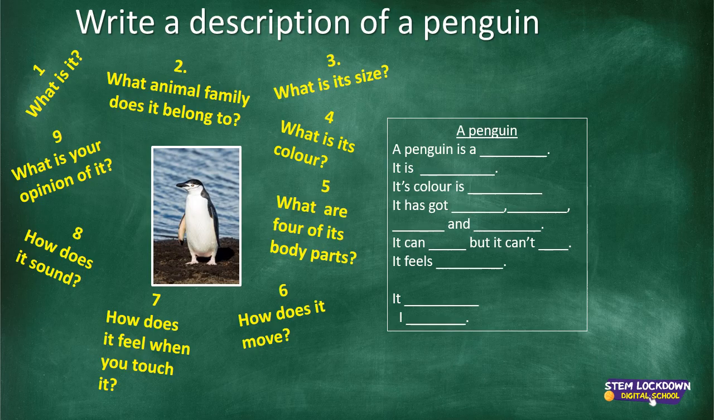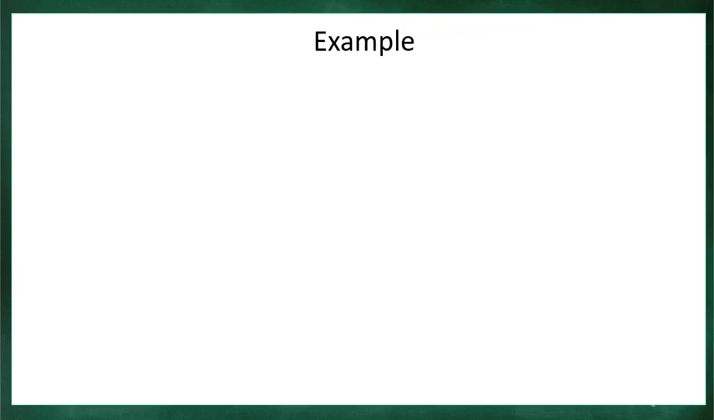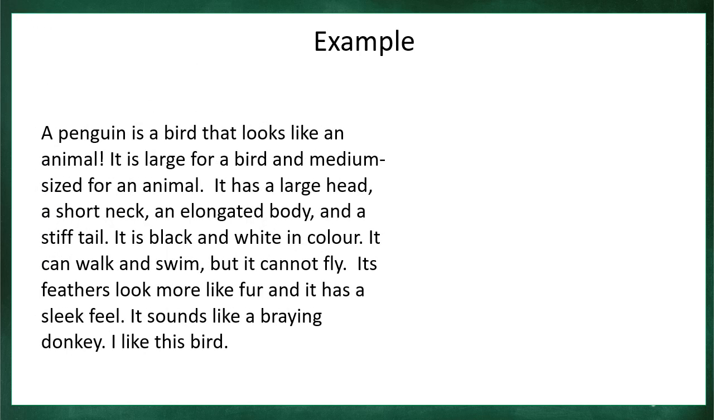Right, so well done. You've now written a description of a penguin following those prompts. That's excellent. Let's look at an example of a paragraph about a penguin following the same prompts that you used. So here's our paragraph. Notice that the paragraph is now written one sentence next to each other and not underneath each other.